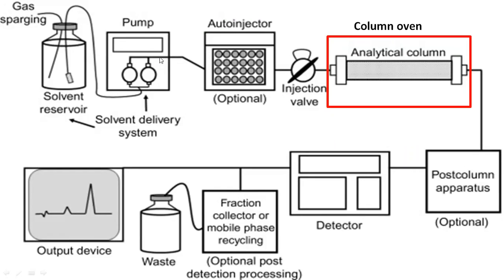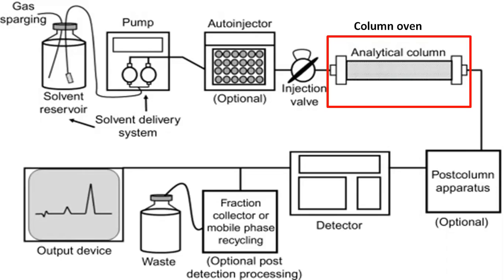When it reaches the pump, the solvent will be delivered with high velocity, or it will move with high pressure. To this flow of the mobile phase under high pressure, we inject the sample. So this is the injection valve. We have two types of injection systems, manual and autosampler injections. We can use either one.